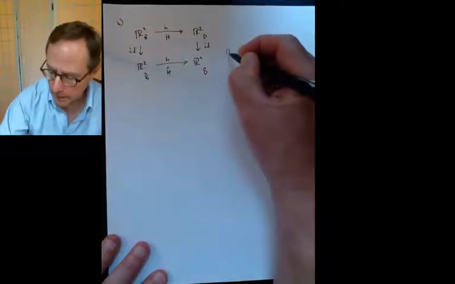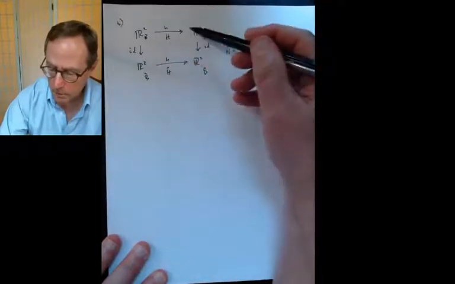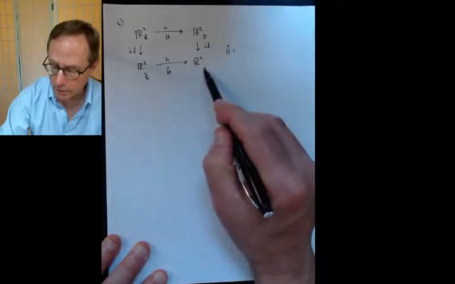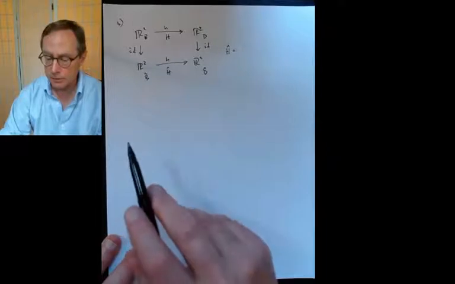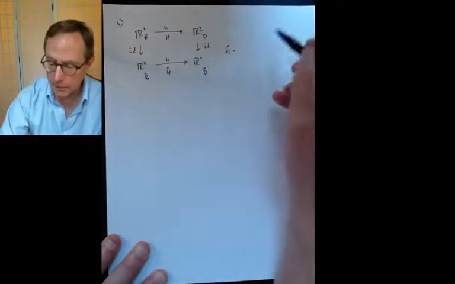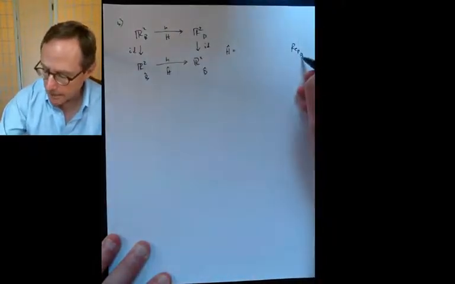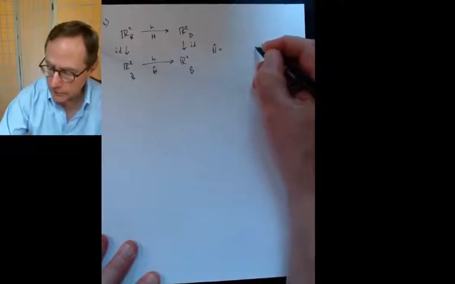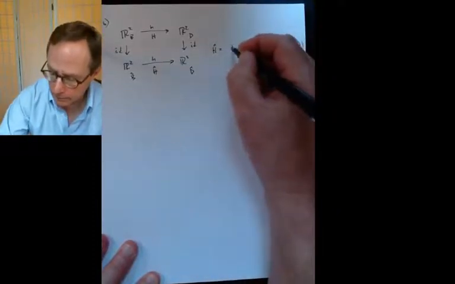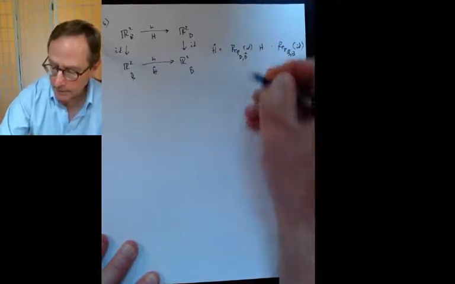In short, to get h hat, you've got to go up, over, and down. You can go straight across, that's this, or you can go up, over, and down. And here's the part that a person gets wrong. Up, over, and down, you write the up first: the representation with respect to B hat, B, of the identity. Then the over is h. Then the down is the representation with respect to D hat of the identity.